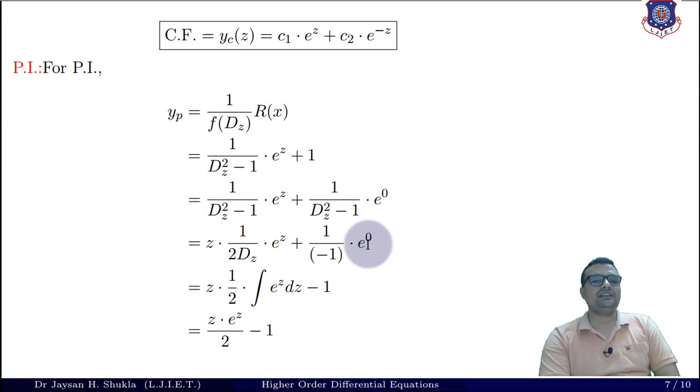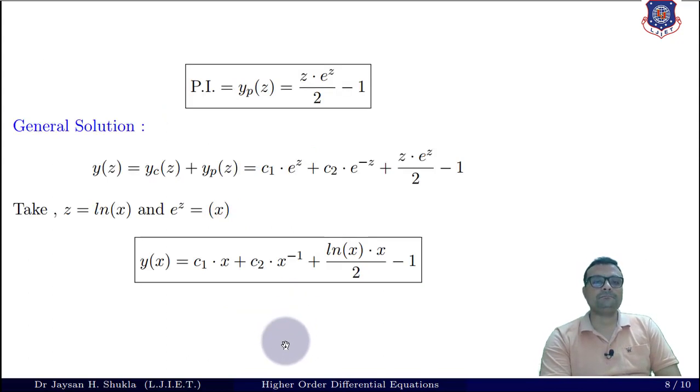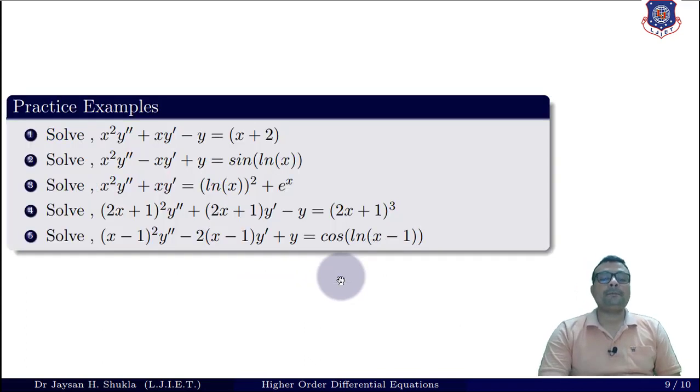And here I am taking z into 1 by 2, and 1 upon D indicates integration with respect to z. So it is e raised to z dz. So finally my answer is z e raised to z by 2 minus 1. Combining it with yc and then converting z into x by z equal to log x, e raised to z equal to x will give me the final answer: C1 x plus C2 x inverse plus log x into x by 2 minus 1.